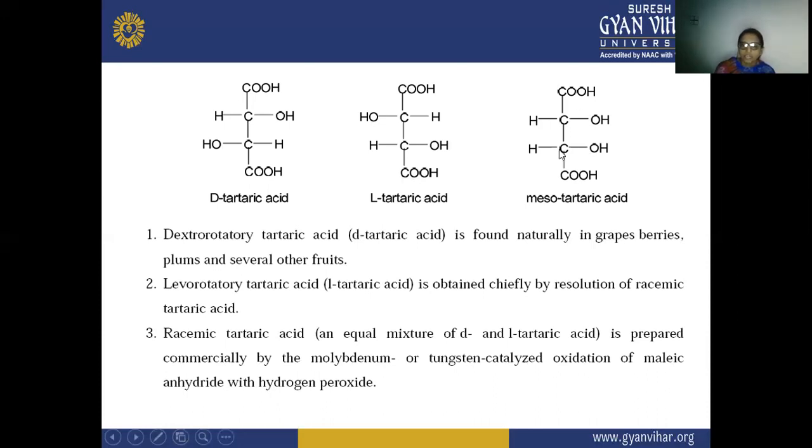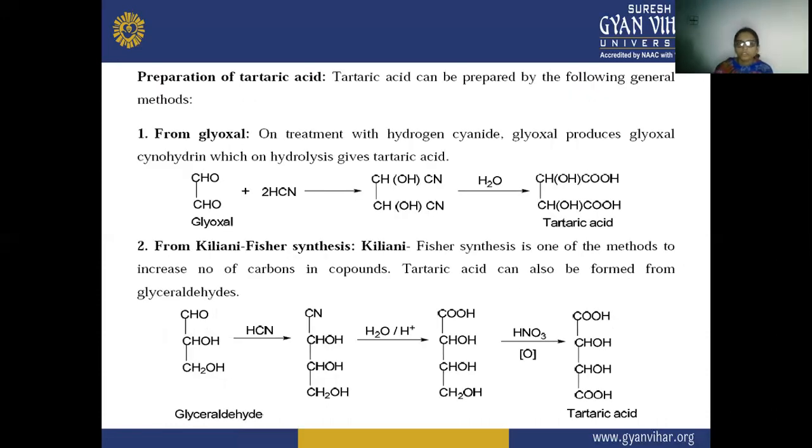So this D and L, this is a meso-tartaric acid, the equal form of this D and L. It is prepared commercially by the molybdenum or tungsten catalyzed oxidation of maleic anhydride with hydrogen peroxide. So that was the preparation of tartaric acid.